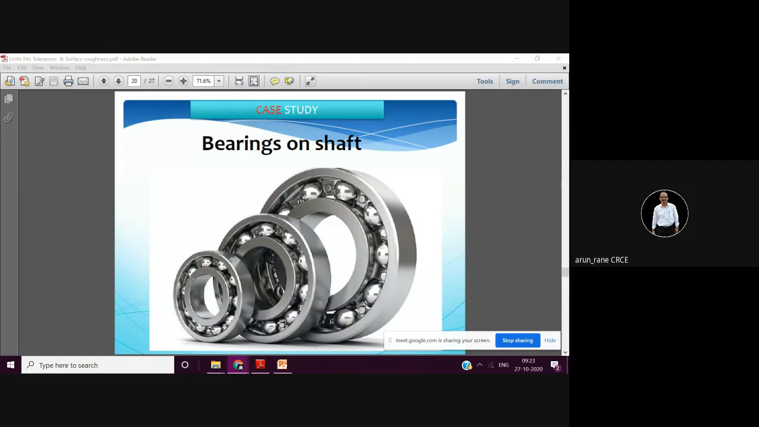Remember that the inner race should be tightly fitted on the shaft and the outer race should be tightly fitted in the housing. There should not be any relative motion between the shaft and the inner race, and there should not be any relative motion between the outer race and the housing. Otherwise, your shaft or housing will get damaged because these bearings are harder than the ground. So if there is any relative motion between the inner race and shaft, the inner race is going to eat the shaft and will make your shaft wear out.